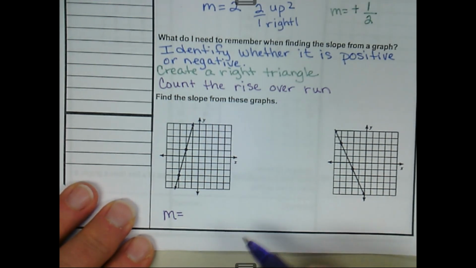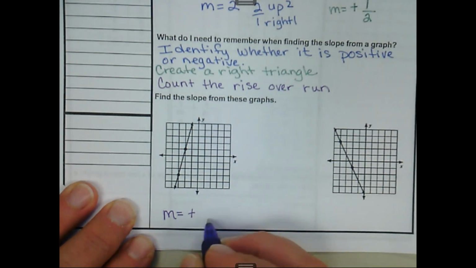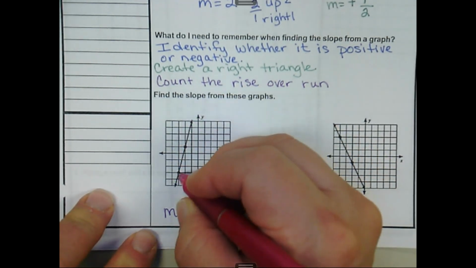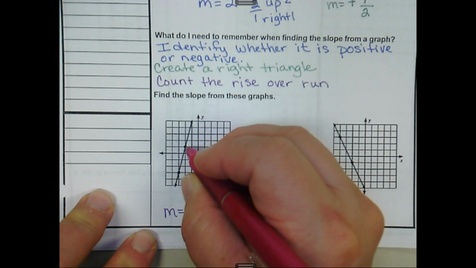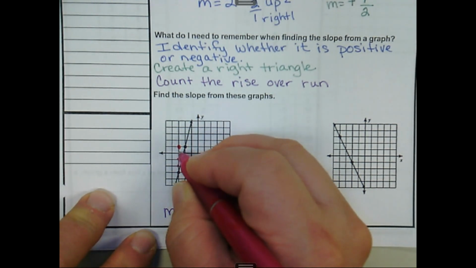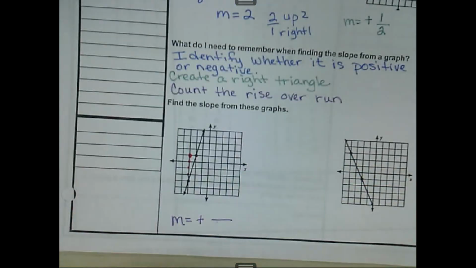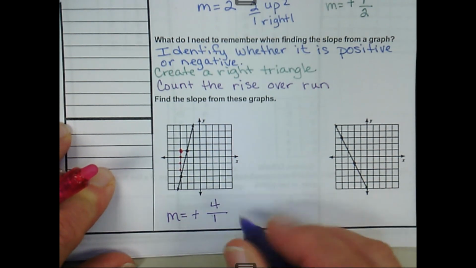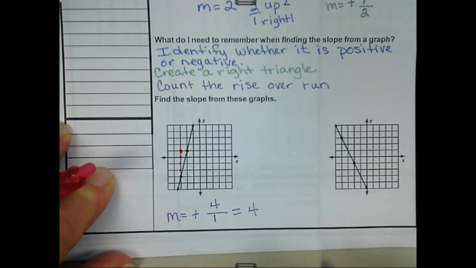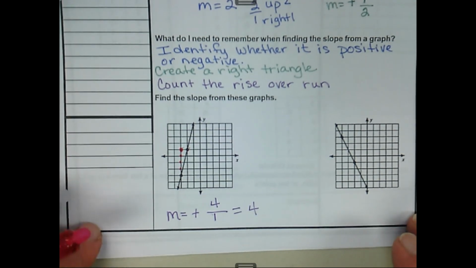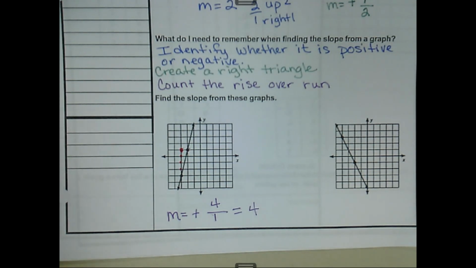Identify whether it's positive or negative. It's going up, so it is positive. Create that right triangle. Here's my vertical line. Here's my horizontal line. They intersect here. Now I count. 1, 2, 3, 4. So I go up 4, and I go right 1. So that is a slope of 4. If I'm graphing, I go up 4 and over 1. Okay, let's look at the next one.